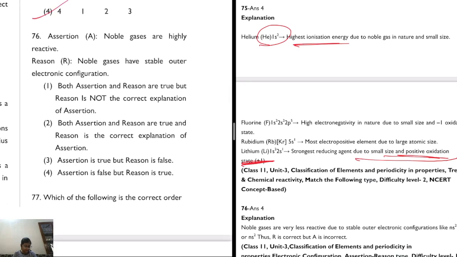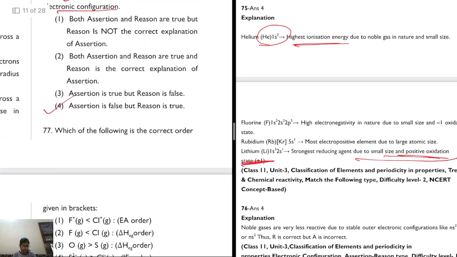The assertion says noble gases are highly reactive. This is wrong. Noble gases are inert in nature. The reason says noble gases have a stable outer configuration. This is true. So the assertion is false and the reason is true. They do not have any unpaired electrons. So that is why they have a stable outer electronic configuration. Let's see the next question.